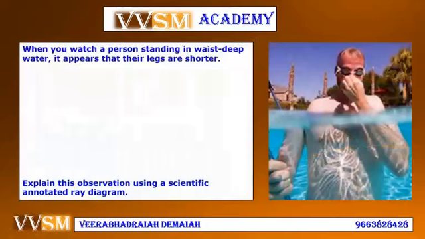When you watch a person standing in waist deep water, it appears that their legs are shorter. Explain this observation using a scientific annotated ray diagram which relates to the phenomenon of refraction. This is for your home assignment. Please draw a diagram representing the refraction of light as we have discussed in the rectangular glass slab: the incident ray, refracted ray, and the emergent ray.